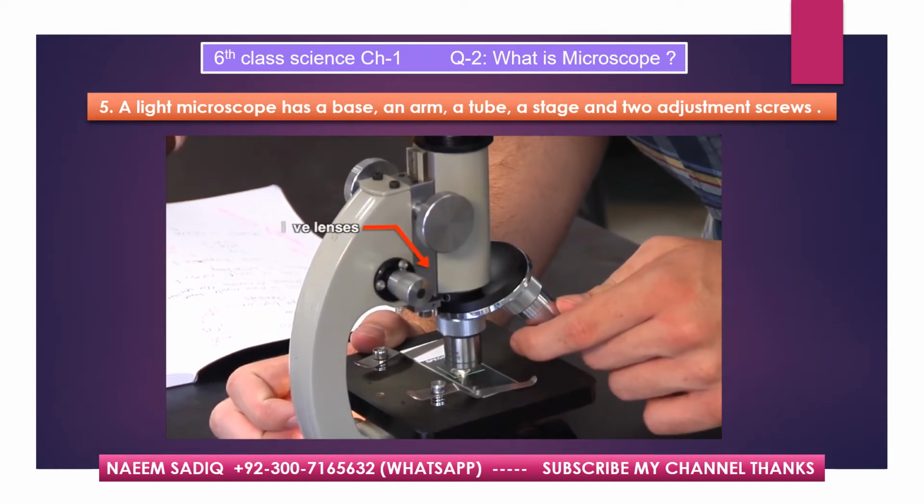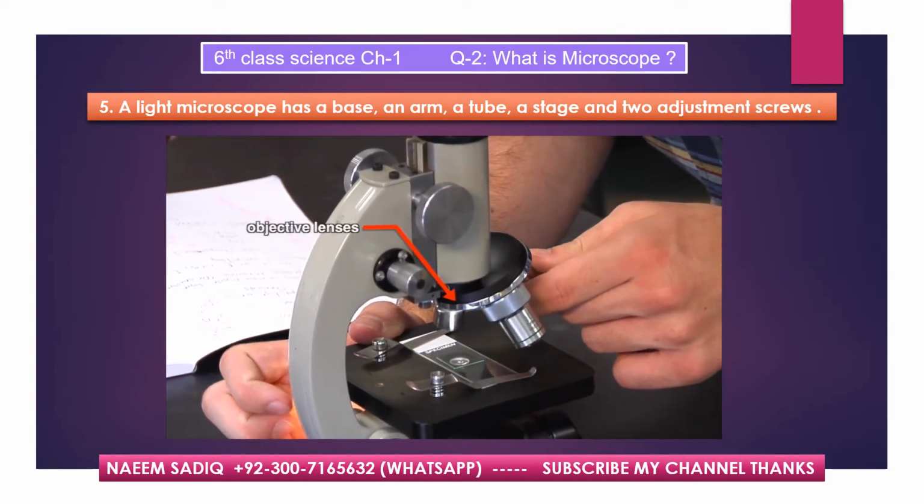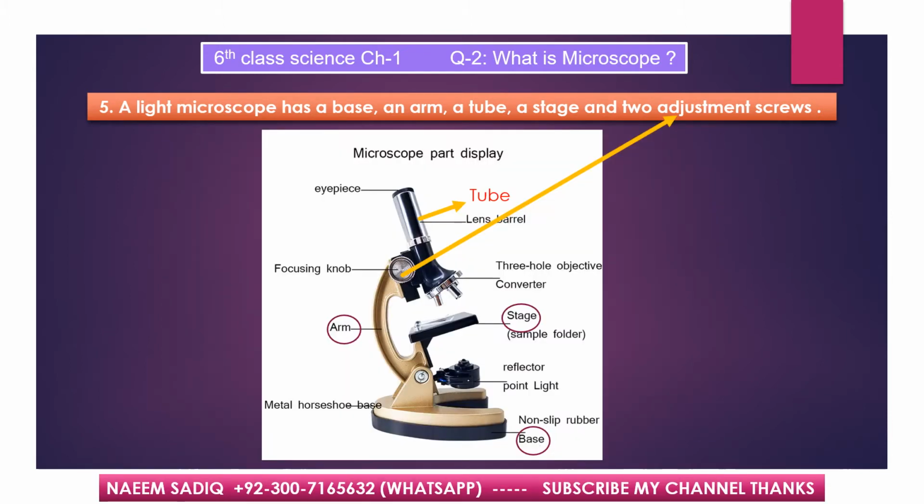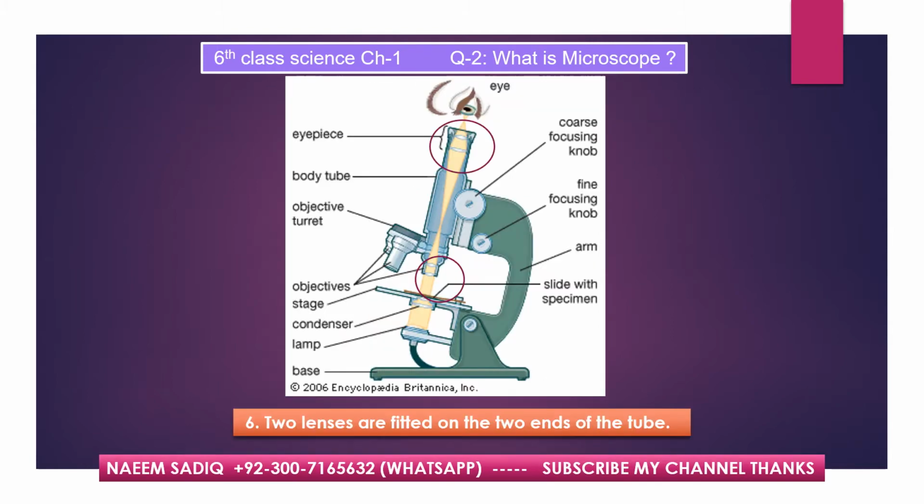A light microscope has a base, an arm, a tube, a stage and two adjustment screws. Two lenses are fitted on the two ends of the tube.